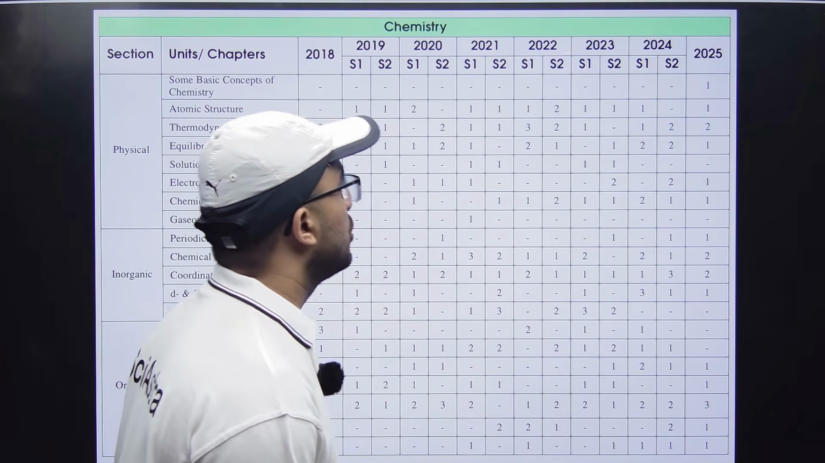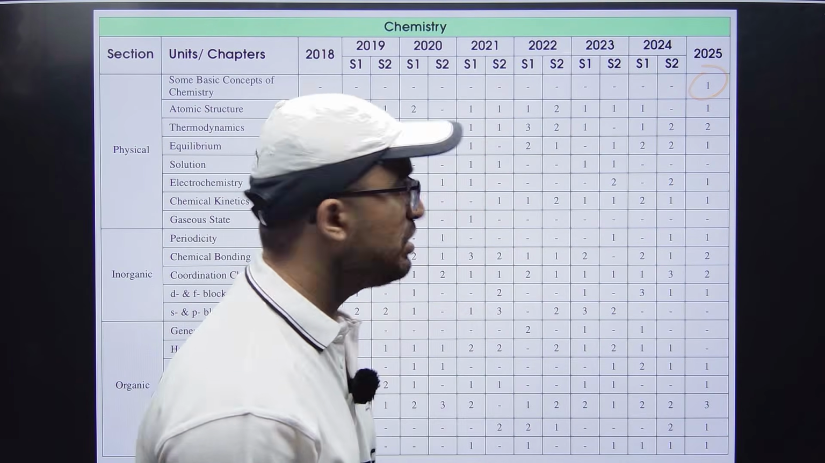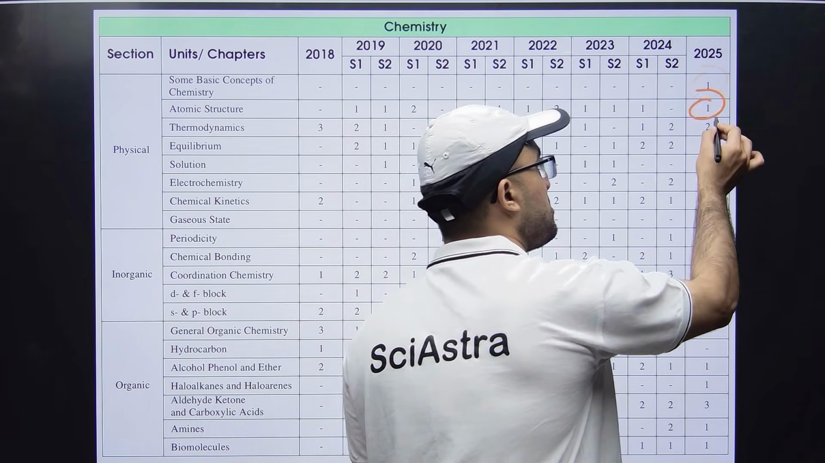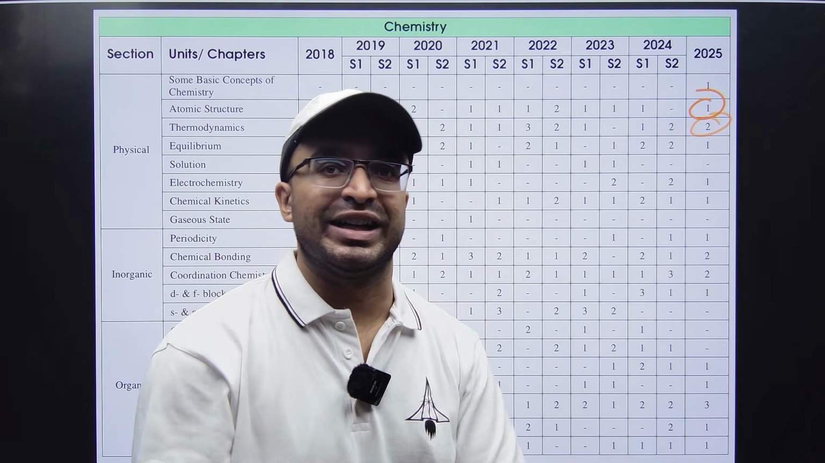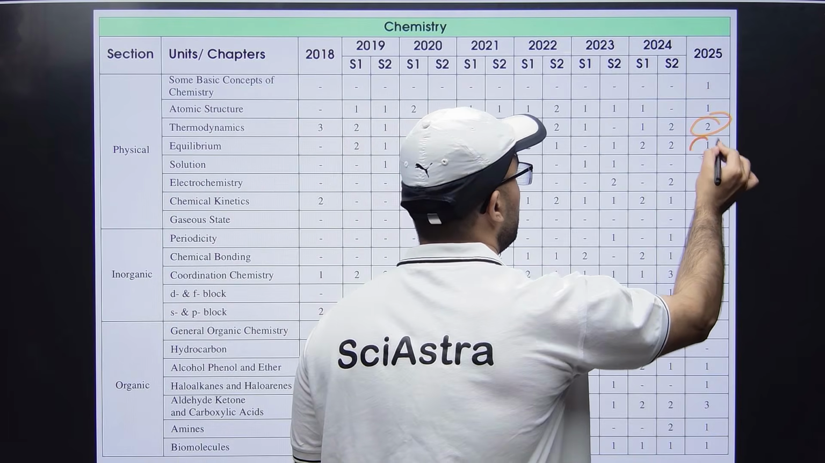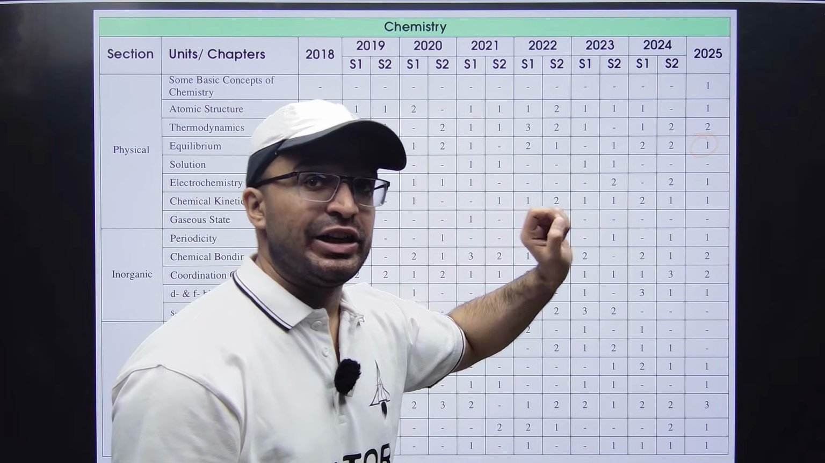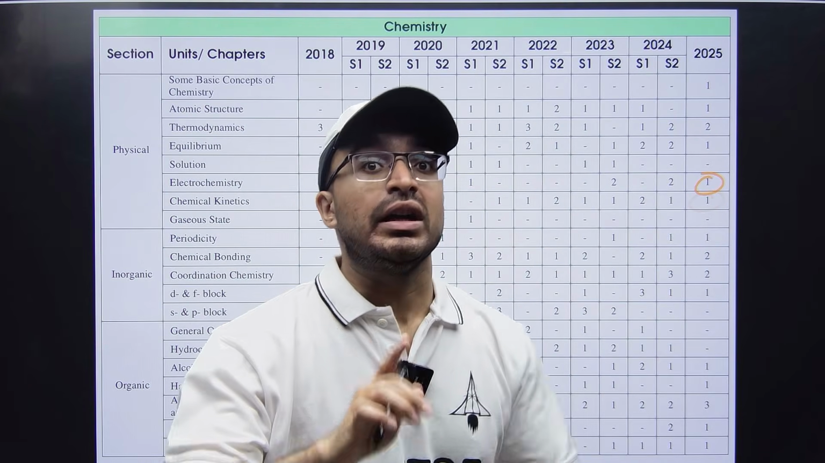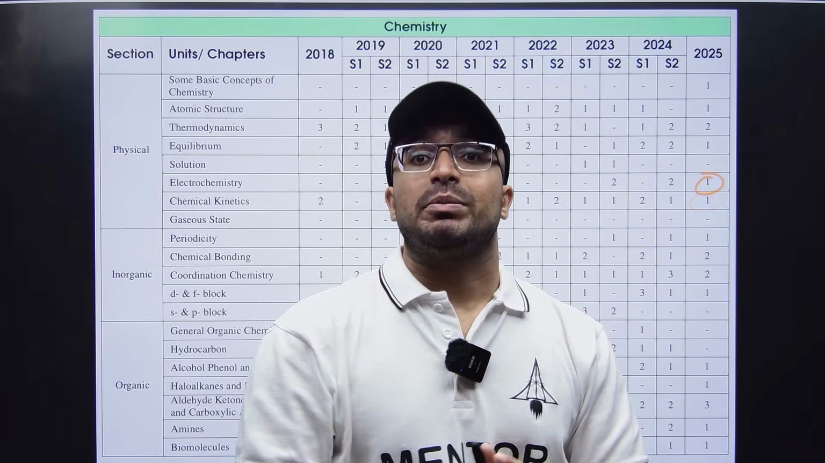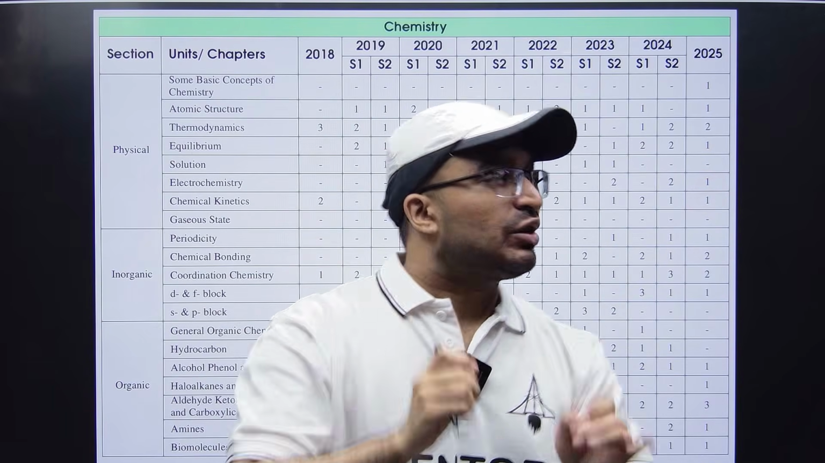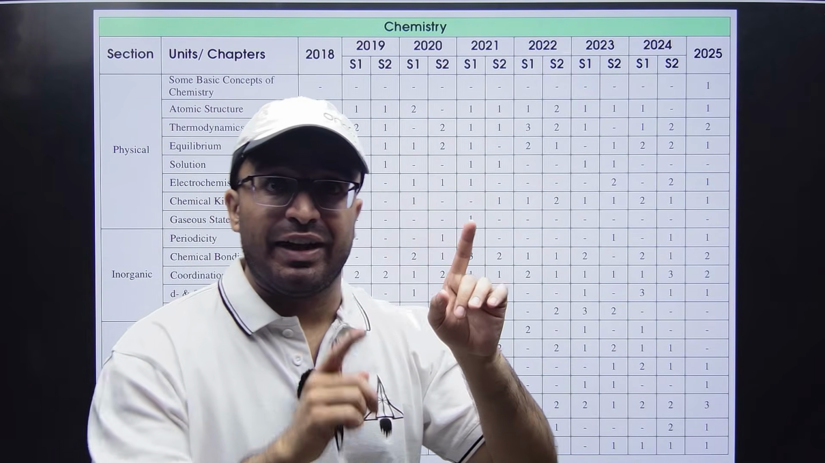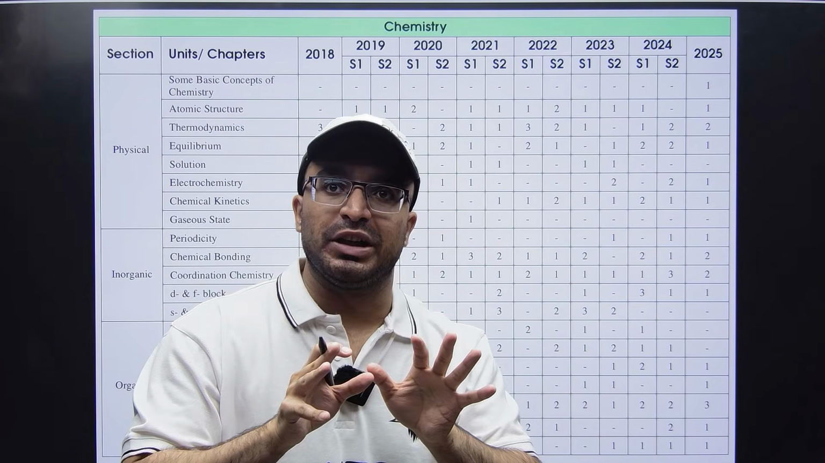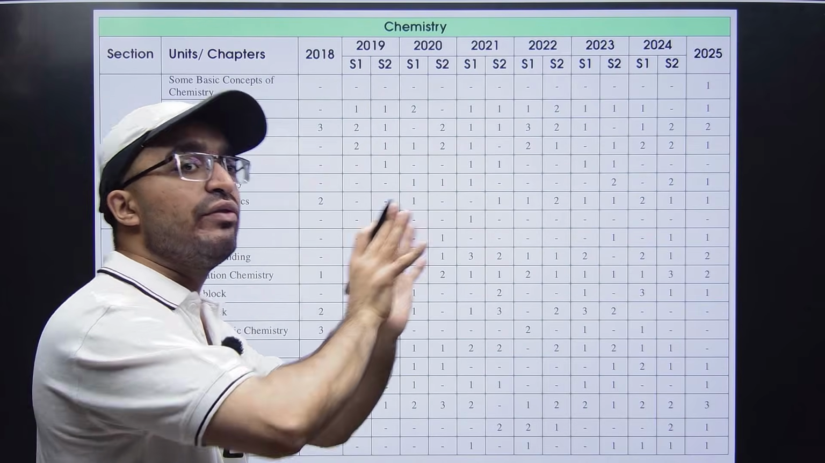If you will see, 1 question was from some basic concepts, 1 question was from atomic structure, 2 questions again were from thermodynamics. I've told how important thermodynamics is for your NEST exam. 1 question was from equilibrium. Solution was missed in your NEST 2025. Electrochemistry and kinetics were asked only 1 question. Now you can see the unusual behavior of NEST. In IIT, electrochemistry and chemical kinetics were very important. I have told you. In NEST, it rarely asks questions from electrochemistry. It has asked questions from electrochemistry, but it is not like it asks every year, right?